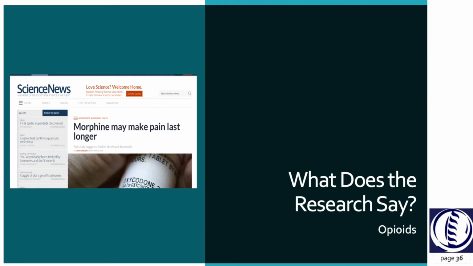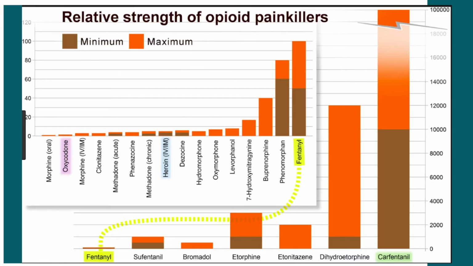What does the research say about opiates? Before we consider risk-benefit, we have to understand the strength of each opiate. The risks reported after this slide are based on morphine usage, which is the lowest opiate strength. If you've been prescribed or are considering a stronger opiate, the risk will most likely be greater than reported in this presentation.